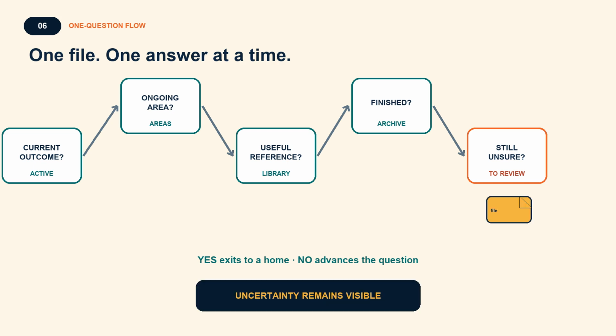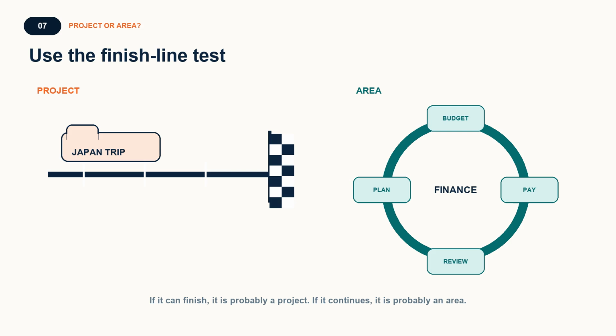Notice what is missing. No debate between documents, personal, miscellaneous, and important. Each question changes the state. The flow gives you a defensible answer in seconds, and the review path prevents a difficult file from blocking the rest. Active and areas are easy to confuse, so use a finish line test.